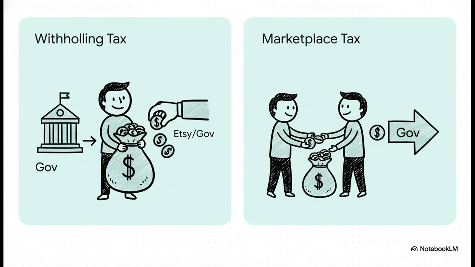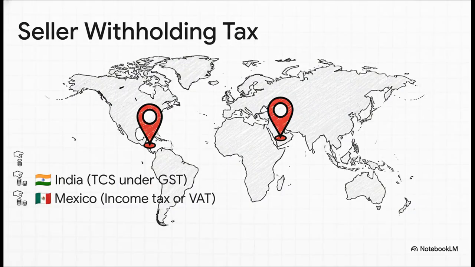That's money taken out of your earnings. On the other side, you've got marketplace tax. That's extra money collected from the buyer on top of your price. In both cases, Etsy sends the cash to the government, but where that money comes from is totally different. So where does Etsy actually do this withholding from your payouts?